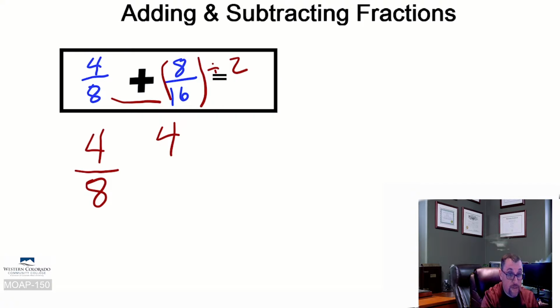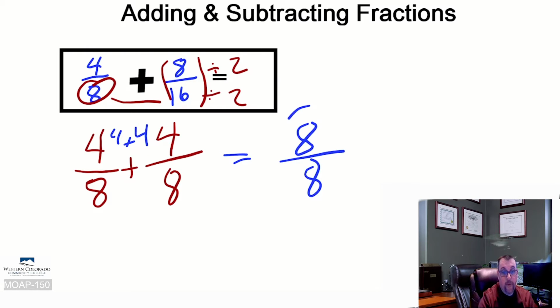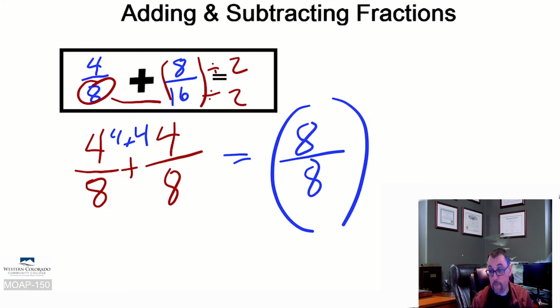8 divided by 2 is 4. 16 divided by 2 is 8. And that's how we've got our common denominator there. So then we can do what we did with the last one. We can move our 8 across. We can do 4 plus 4. We come up with 8/8.